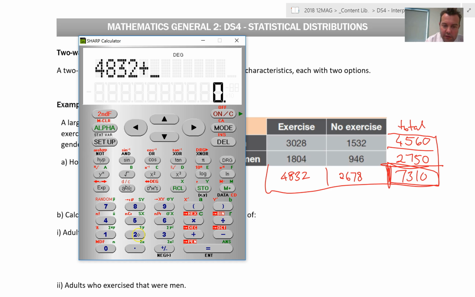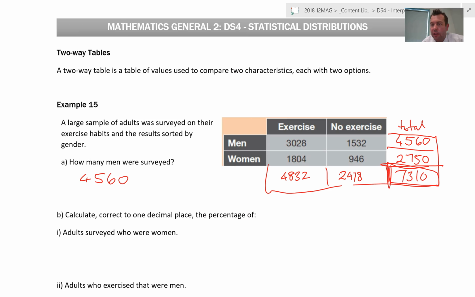So 4,832 plus 2,678 equals 7,510. You know what's happened there? I have made a mistake. So let's stop this, and I'll find out where it is. We're back. You know I'm wrong. I made a mistake. I added this up incorrectly. Right. So look, it does mean the way these things are set out that you can do a check. 7,310 though, it seems like the correct answer to me.